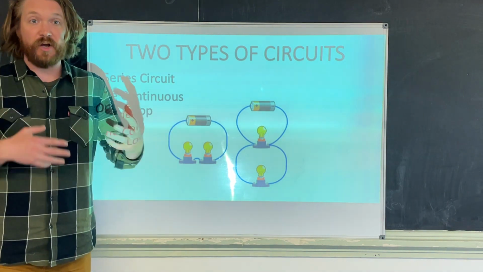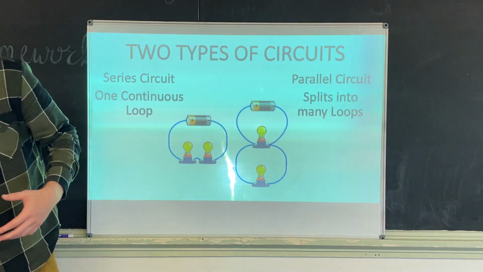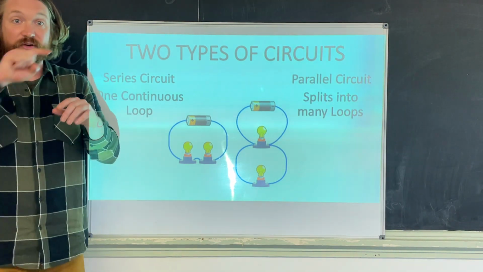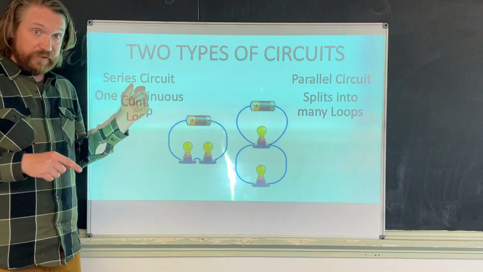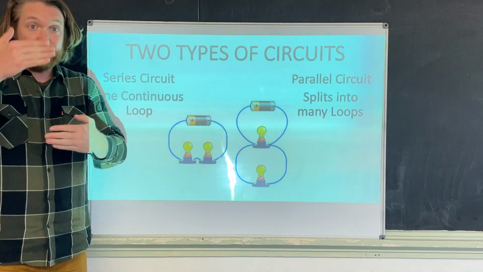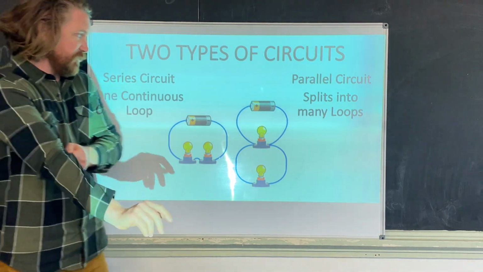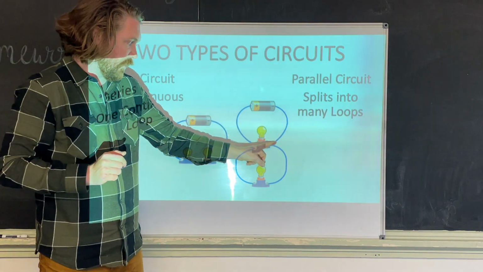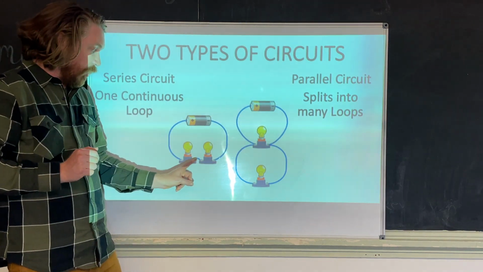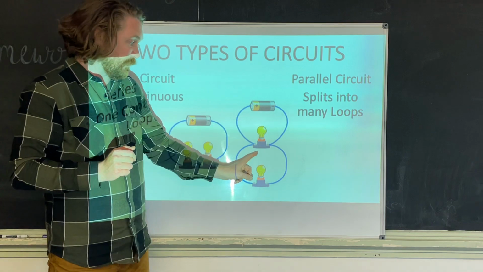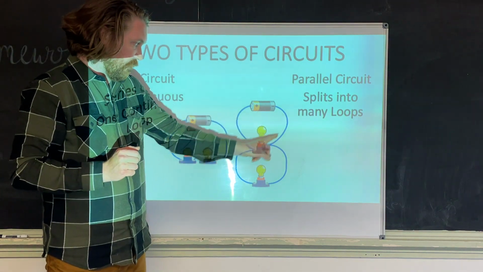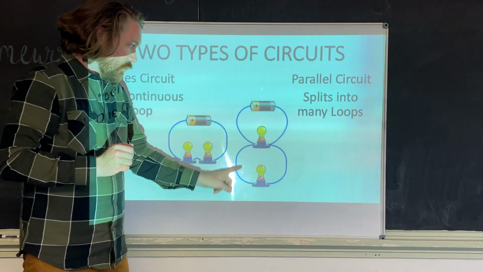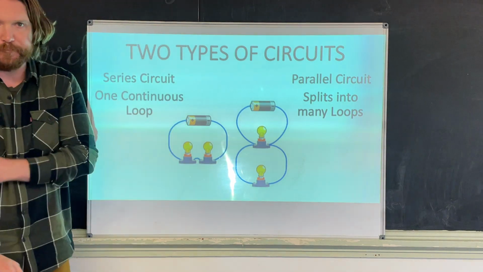Next class, we're going to talk about parallel circuits, but they are called parallel circuits because they're not one big continuous series. They split into many circuits, okay? You see it right here. Here you have one, and instead of going through both light bulbs and then back to the battery, it splits. And now you have a fork where you have one circuit here and one circuit here.